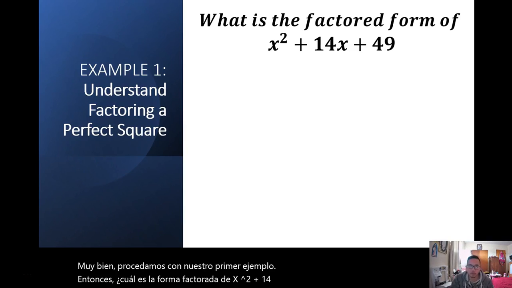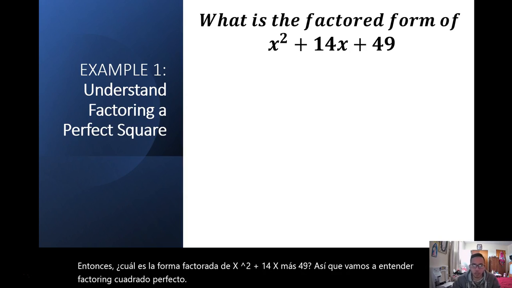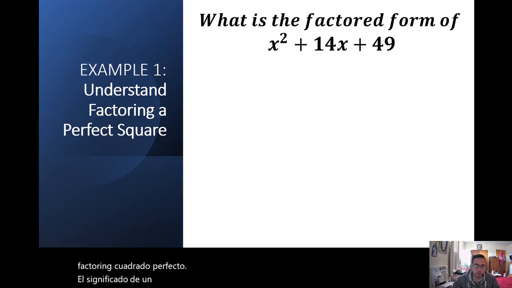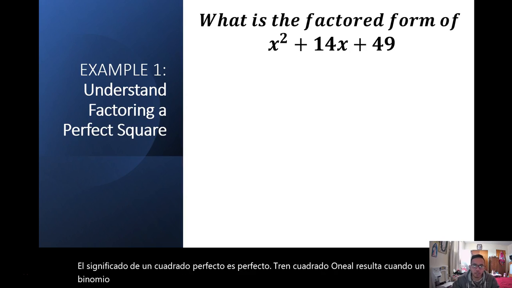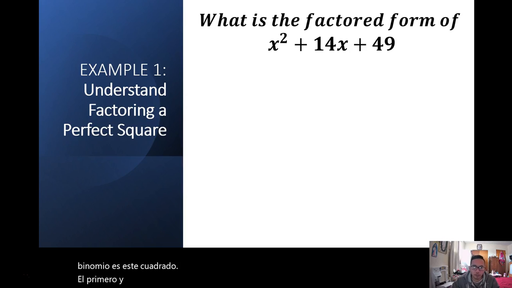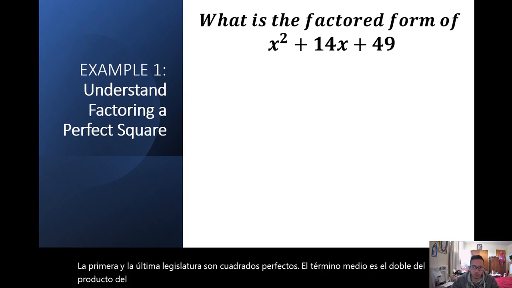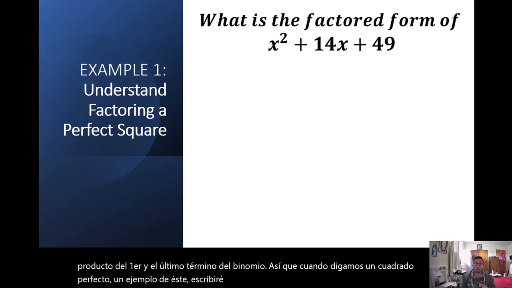So we are going to understand factoring a perfect square. A perfect square trinomial results when a binomial is squared. The first and the last terms are perfect squares. The middle term is twice the product of the first and the last term of the binomial. So when we say a perfect square, an example of this one, I'll just write and then I'll erase it. And if you want to go back and copy, you can still go back using this video, guys.